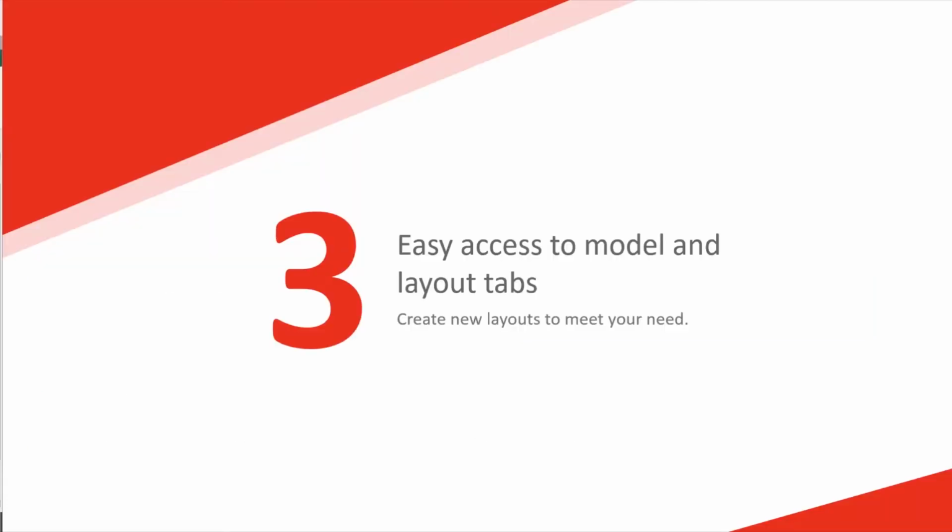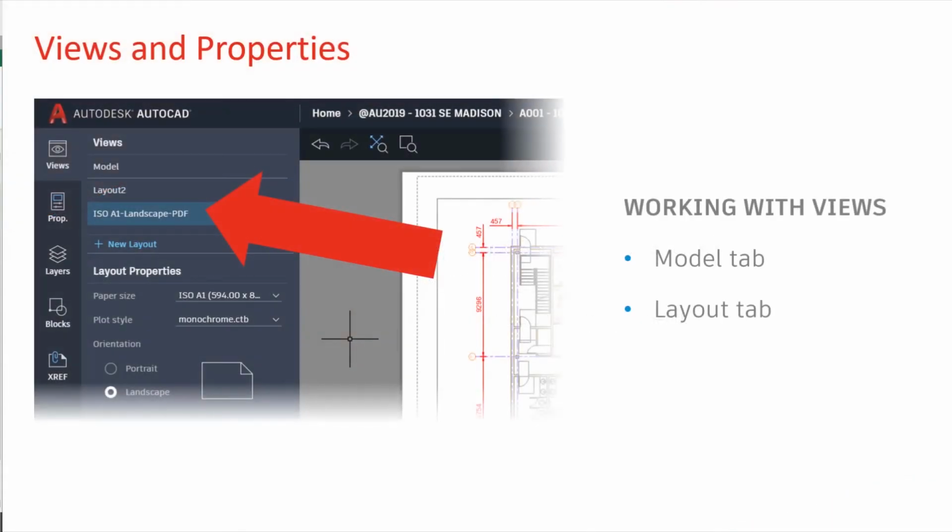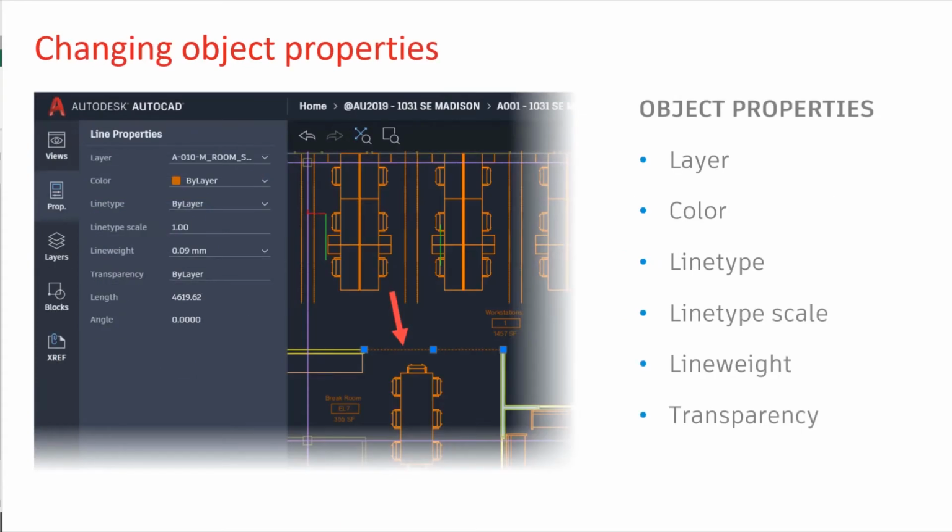Number 3, easy access to model and layout tabs. Just create new layouts to meet your needs. In the app you can move swiftly between views, whether they be model tabs or layout tabs. In the same position we've also got properties to select an item and see all of the properties.